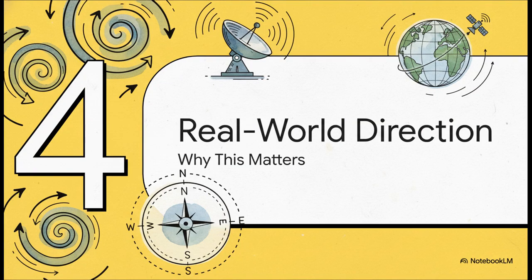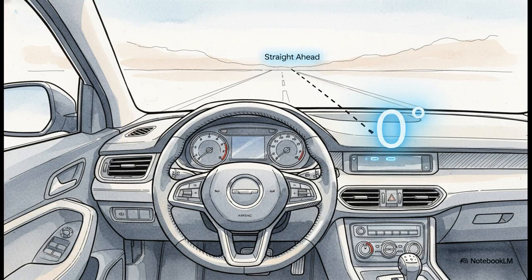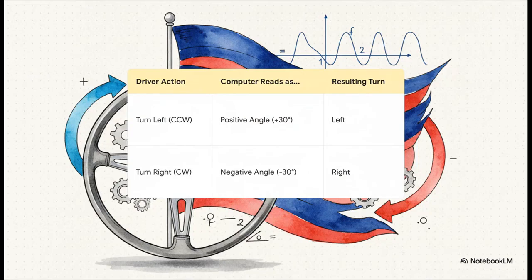You might still be thinking, okay, this is a kind of cool math trick, but who actually uses this? Well, it turns out it's used all the time in any system that needs to understand direction in a really efficient way. For a perfect example, just think about a modern car's steering wheel. The car's computer needs to know not just how much you've turned the wheel, but which way you've turned it. So it sets straight ahead as 0 degrees. Now look how elegant this system is.